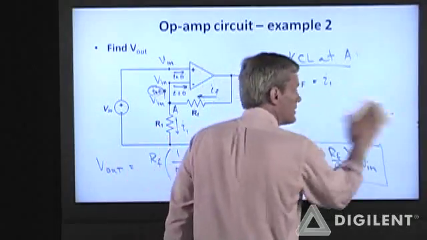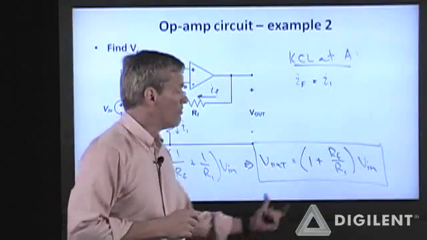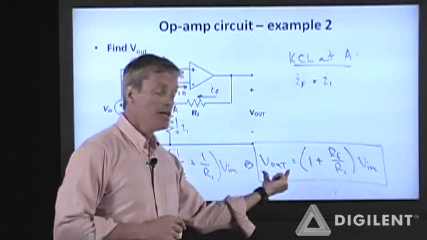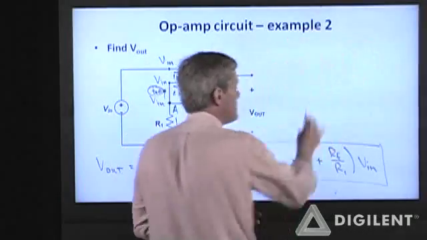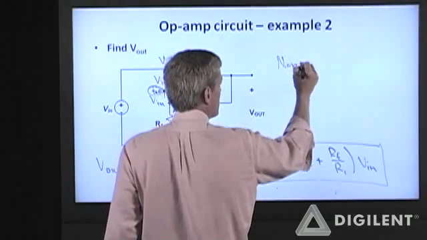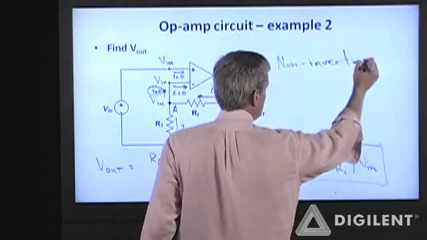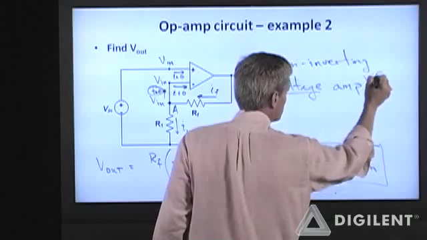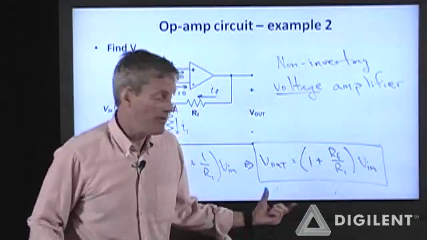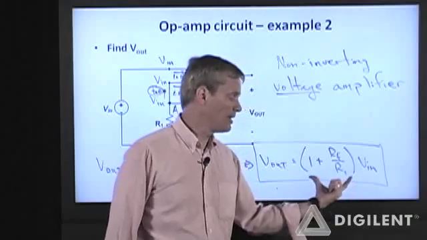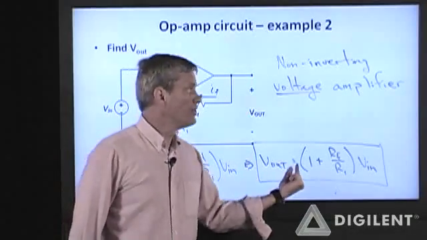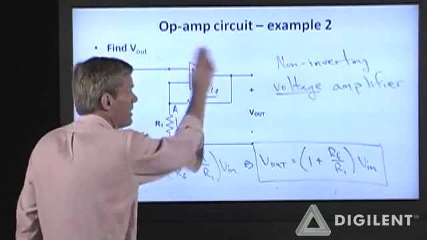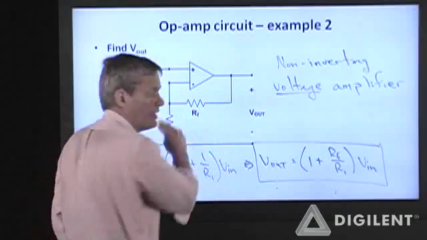This device takes a voltage, V in, multiplies it by a number, and actually a positive number, in order to get V out. This is a non-inverting voltage amplifier. Okay, you're still amplifying voltage by taking your input voltage, multiplying it by a number to get the output voltage, but you're not changing the sign. It's non-inverting.